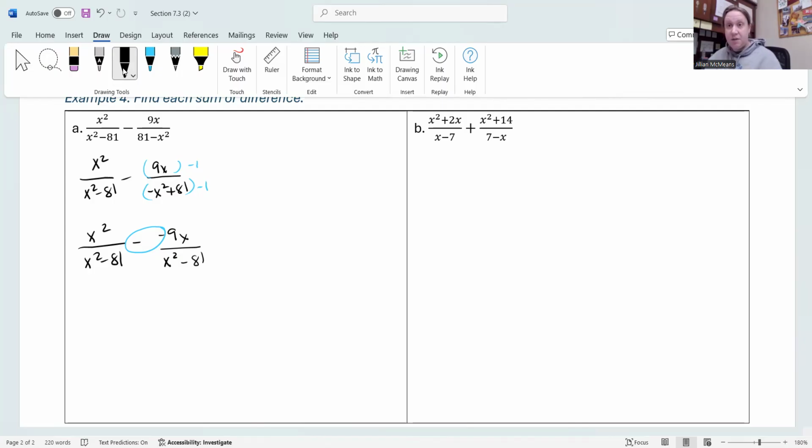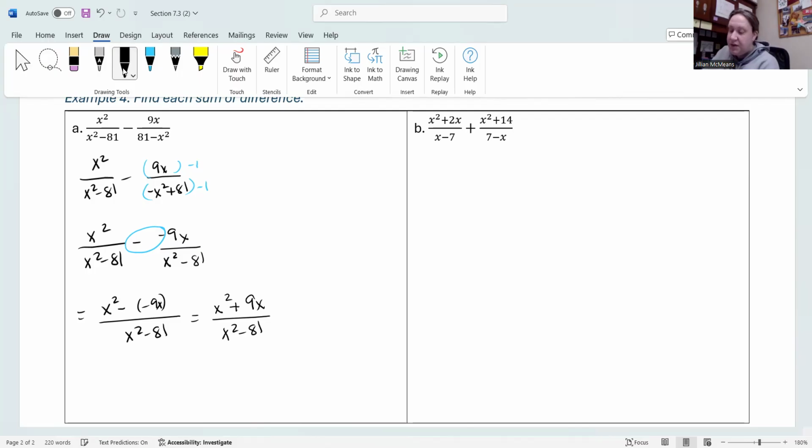We now have common denominators, okay? That's fine. We take our numerators and we put them over the common denominator. But you have to remember what happens when you subtract a negative. Well, when you subtract a negative, it just becomes addition. So this really just becomes x squared plus 9x all over x squared minus 81.